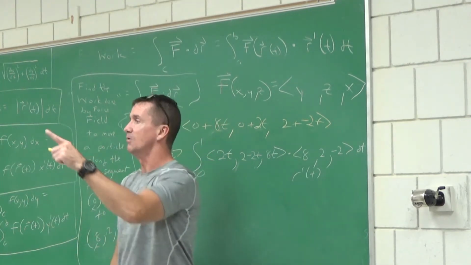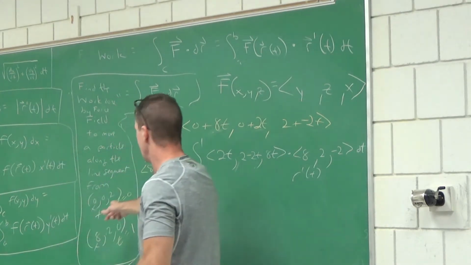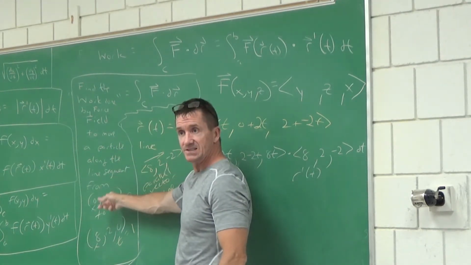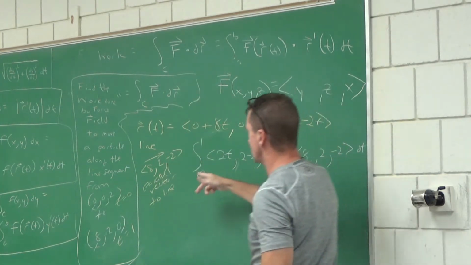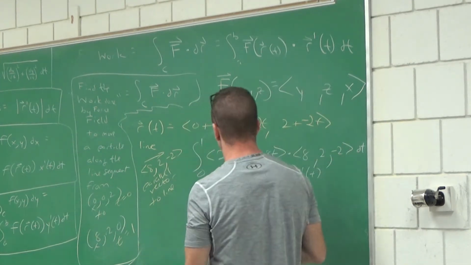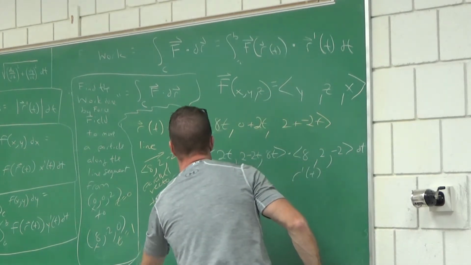So circles, 0 to 2 pi for a full loop. If you're going along a path that's a line segment, and they give you 2 points, you parameterize the line, but you're going to be going from 0 to 1. Cool. Now the dot product. We'll just wrap it up.